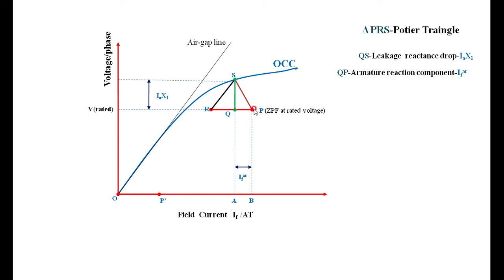Then what is the procedure for that? We know the Potier triangle. Go on putting the Potier triangle on the OCC. Then this point P gives the point of the ZPF curve.